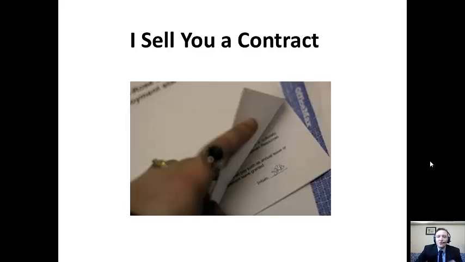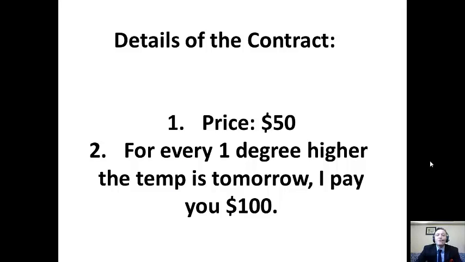So here's the price of the contract. I'm going to sell it to you for 50 bucks. You're going to give me 50 bucks. I'm going to write my name on this contract. You're going to write your name on this contract, and the contract says the following. For every 1 degree higher the temperature is tomorrow at 4:30 p.m., I'm going to pay you $100.